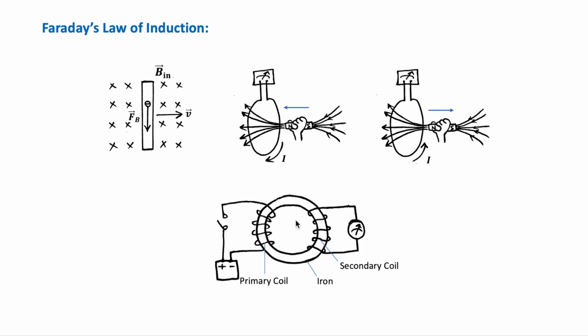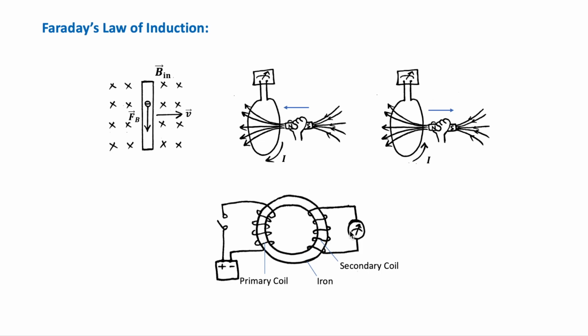So an experiment conducted by Faraday is shown in this figure here, where it shows a primary coil connected to a battery and a secondary coil connected to an ammeter. So the coil is wrapped around iron to intensify the magnetic field that the coil produces. So at the instant the switch here in the primary circuit is opened or closed, the ammeter here shows a current for a short time, then it returns to 0.